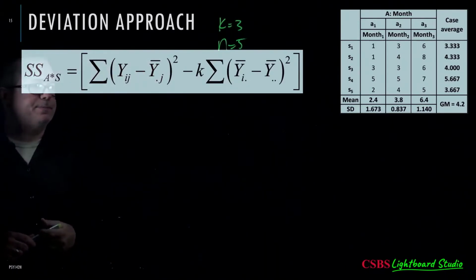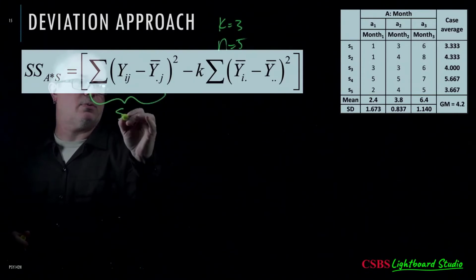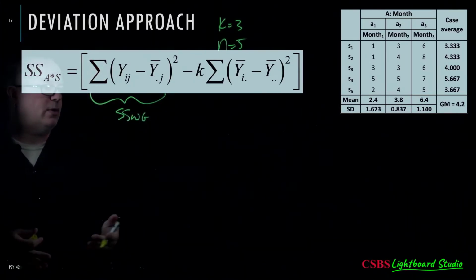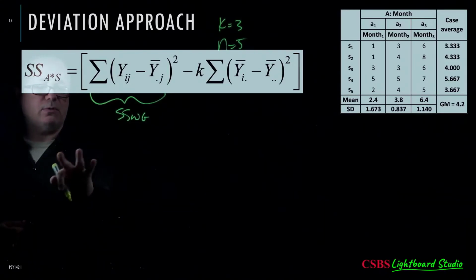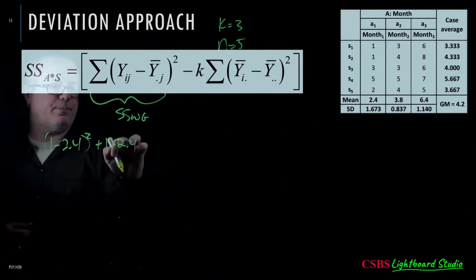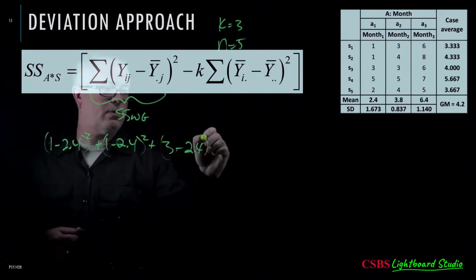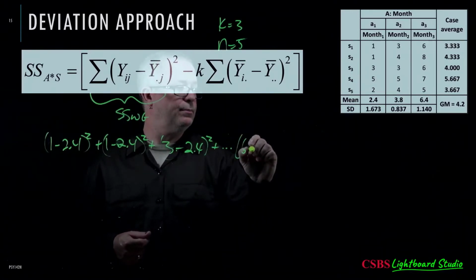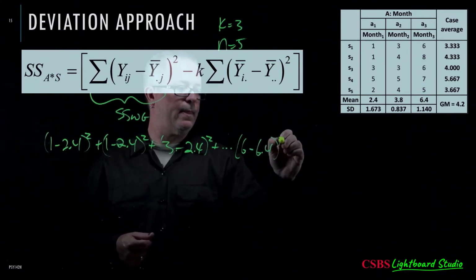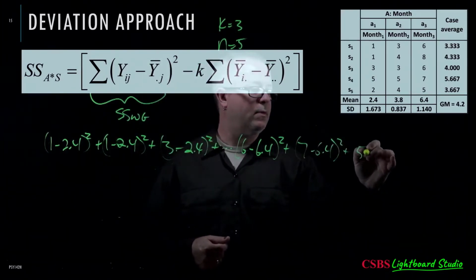Next one. This whole thing starts off with the sum of squares, this part here, the part in the brackets in the first part. This is your sum of squares within groups, which you find in the same way you did before. Sum of squares within groups is the sum of each individual minus the group mean. So we're talking about 1 minus 2.4 squared plus 1 minus 2.4 squared, 3 minus 2.4 squared, all the way through to the last few: 6 minus 6.4, 7 minus 6.4, 5 minus 6.4.